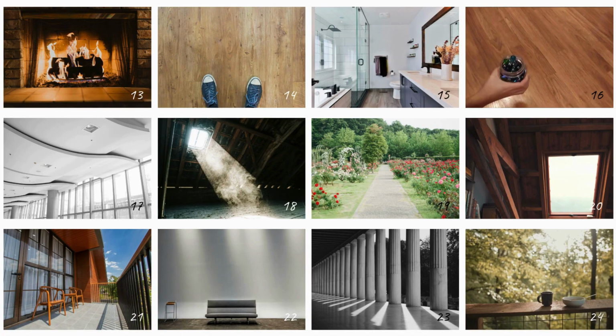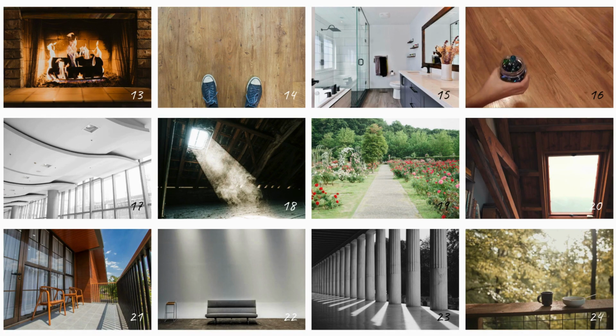The next image, image 21, is a picture of a balcony. A balcony is an outside space in your home. In this balcony, there are 2 chairs and a railing for safety. In the background, you can see sky, clouds, and trees.